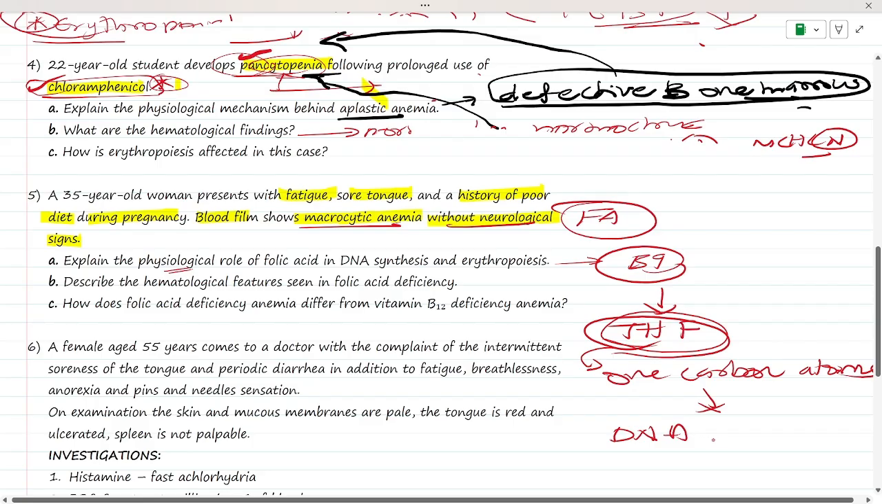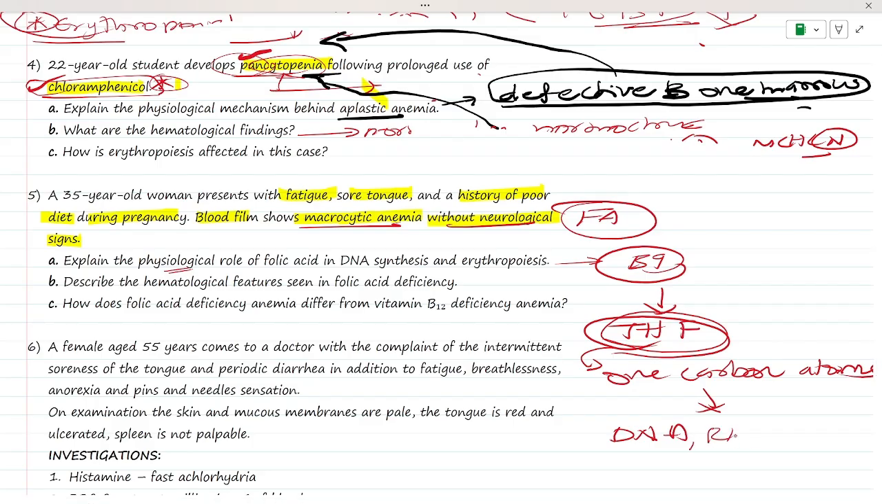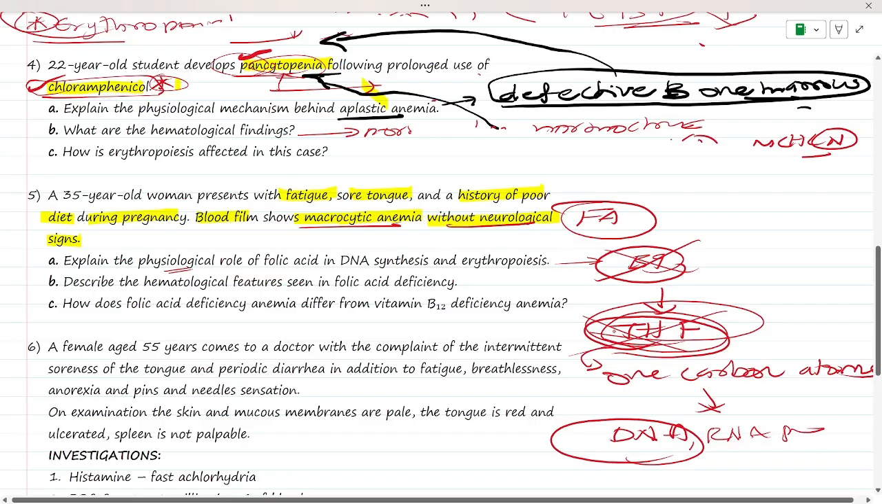Okay, for the synthesis of DNA, RNA, and proteins as well. Obviously, for erythropoiesis, we require this DNA, right? So if there is no B9, there will be no conversion to tetrahydrofolate, the THF, and there will be no carrier for the one carbon atoms, and there will be no synthesis of these nucleotides, leading to defective erythropoiesis.